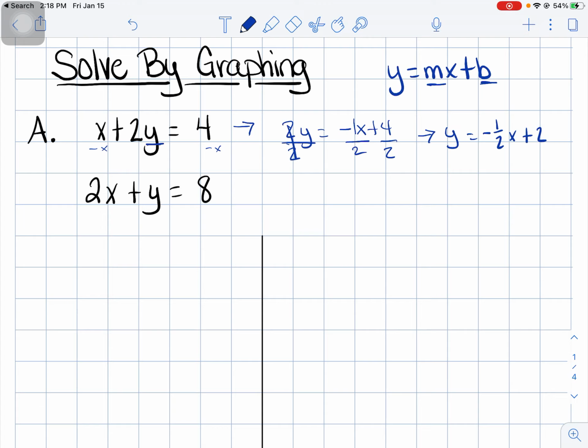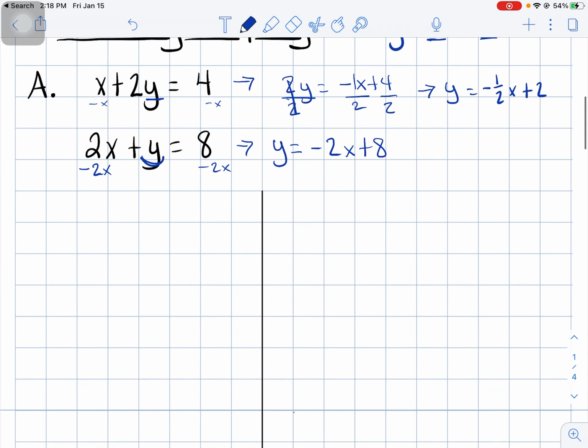We're going to do the same thing for the other one. We're going to isolate the y, move everything else over. So minus 2x, minus 2x. So we end up with y equals negative 2x plus 8. Now, the second thing I'm going to do is I'm going to go ahead and graph them.